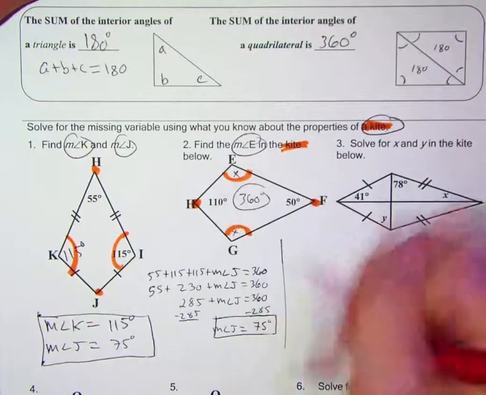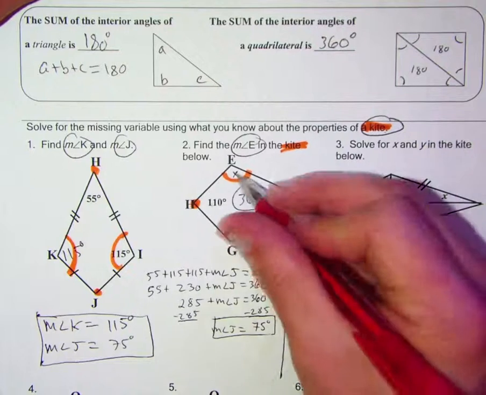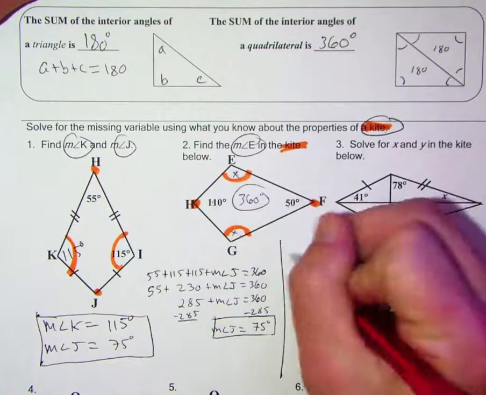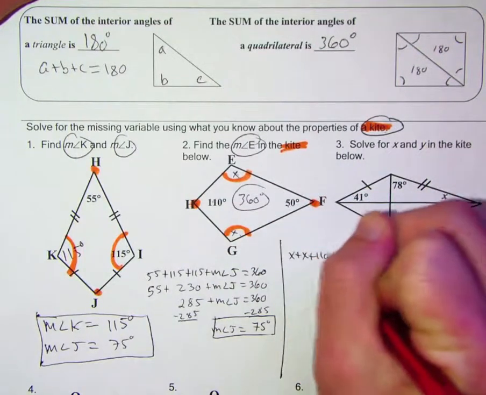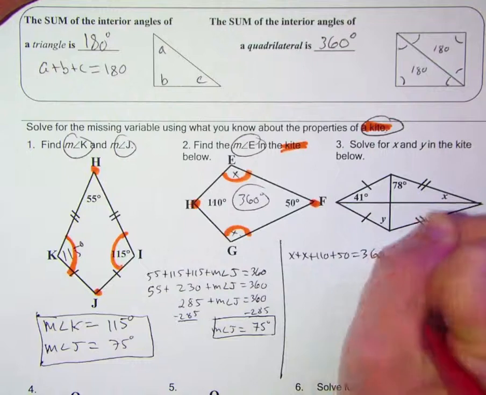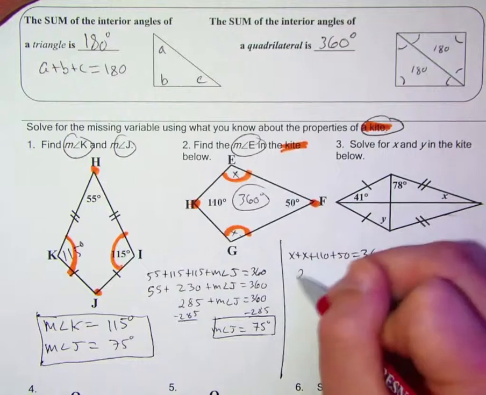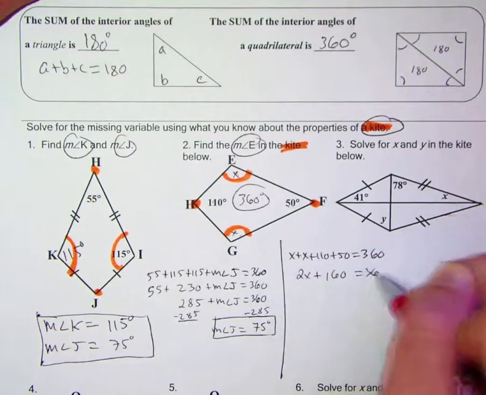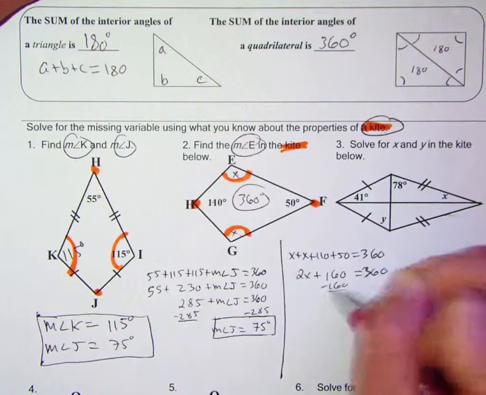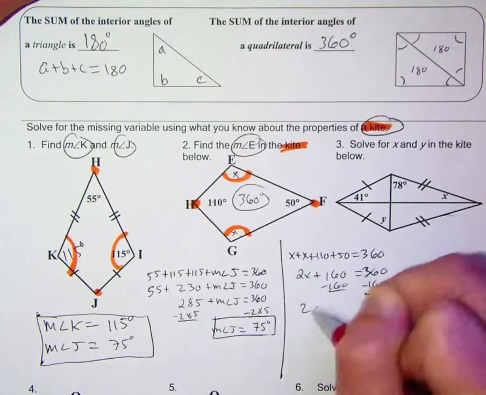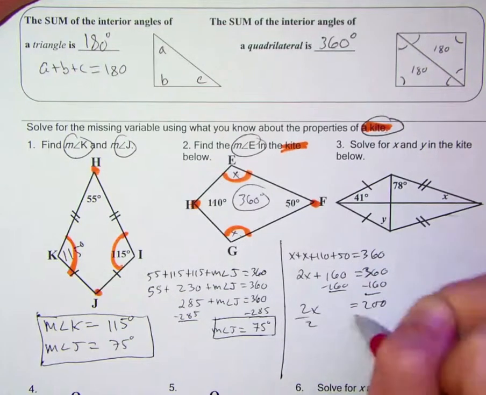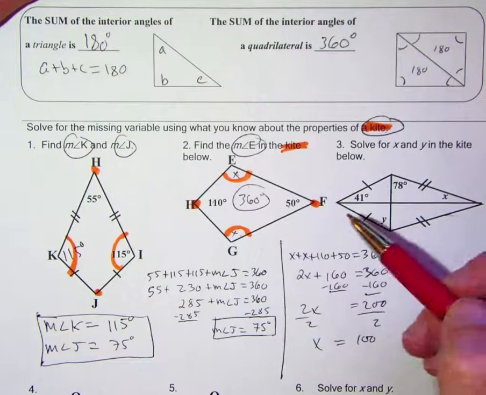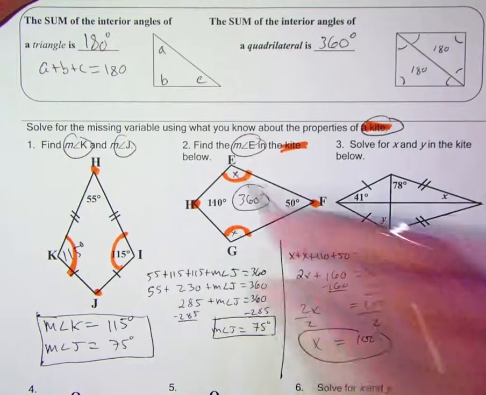So what I can do to write an equation for this one is say X plus 110 plus 50 plus X is equal to 360. So 2x plus 160 is 360. Take 160 from both sides. 2x is 200. Divide both sides by 2. And x is 100. I was trying to find the measure of angle E. I did indeed find that it is 100 degrees.